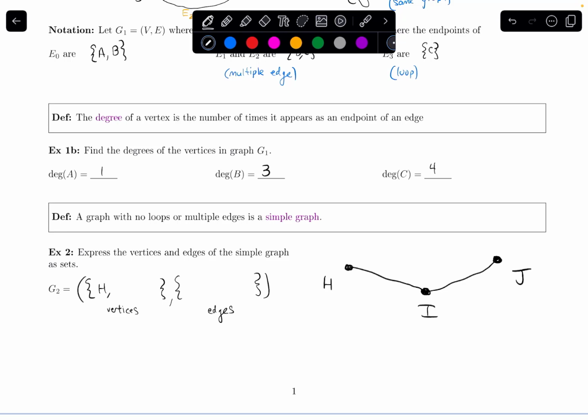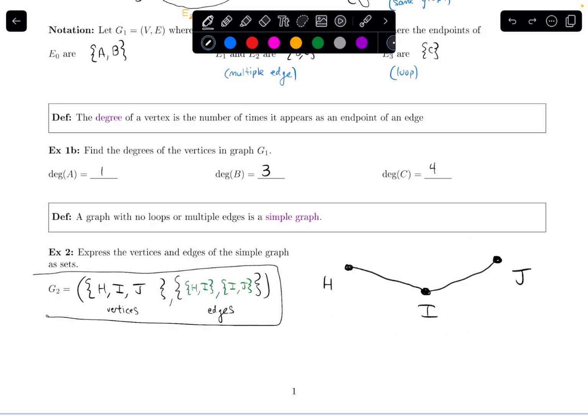There is H, there's I, and there's J. Cool. And then for the edges, I'm going to denote the edges by what their endpoints are. So there's one edge connecting H to I, so I can write that as H comma I. There's one edge connecting those two. Comma, and then there's another edge connecting I to J, so I can write that as a set with I and J in it. So that indicates that there's an edge connecting these two vertices and an edge connecting those two vertices. Okay, so this can look kind of tedious, but that's one of the ways to describe what the graph is without having to draw a picture.